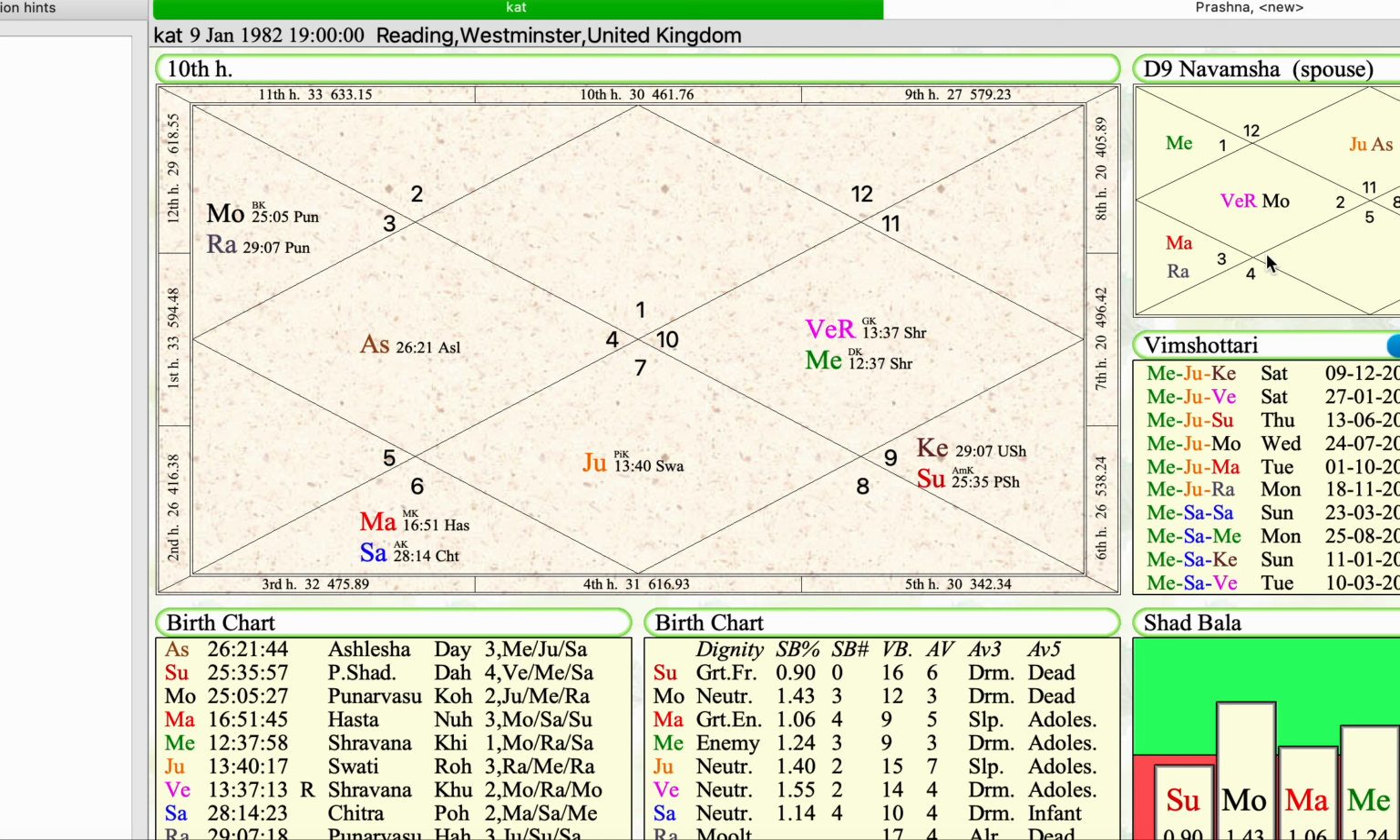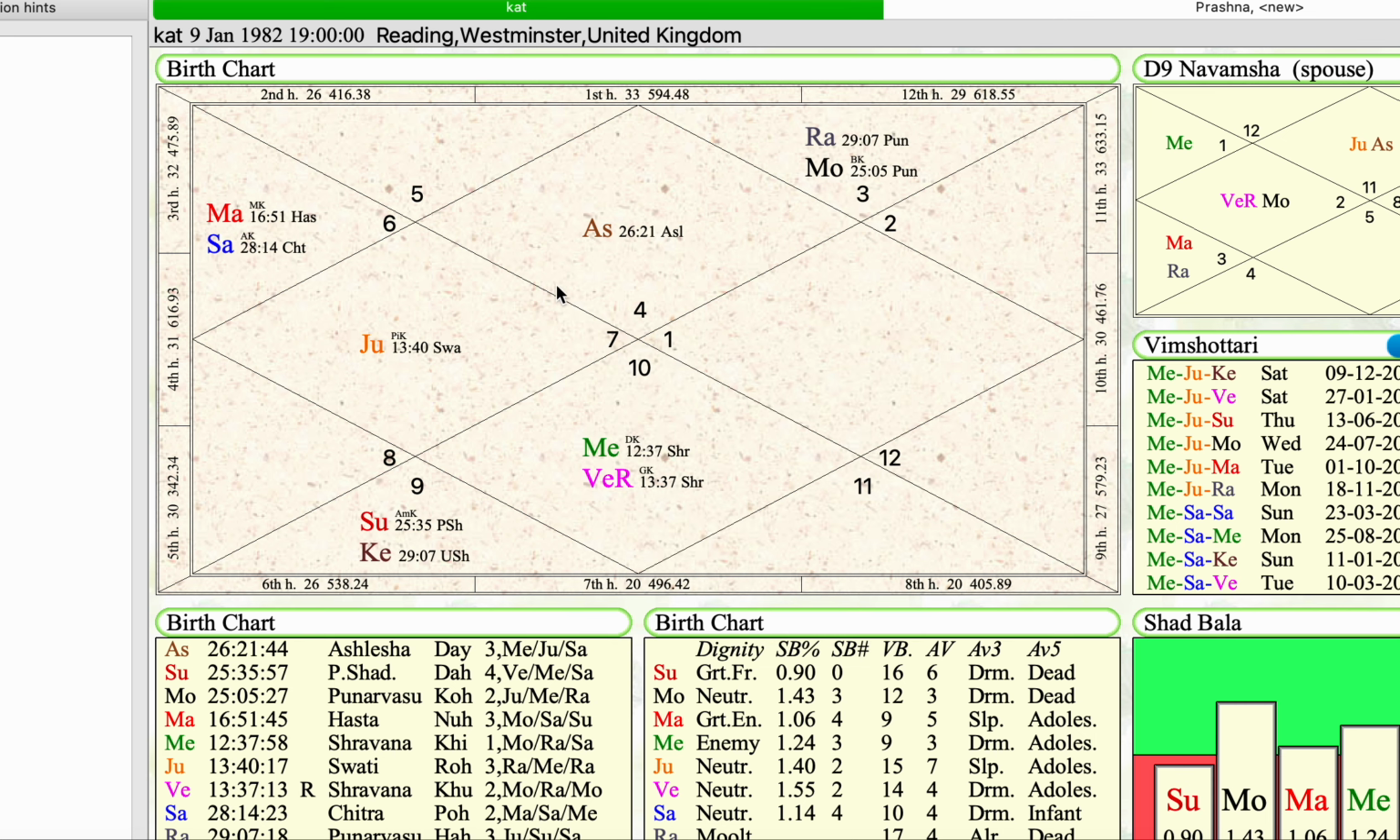It is in a good sign, but you always have to check the Navamsha. What is happening? He is born with this combination. This combination shows what he is going to achieve in that. For example, this is Princess Kate's chart. Here, Jupiter is the 10th house from the 7th house. Of course, her husband is the king, right?